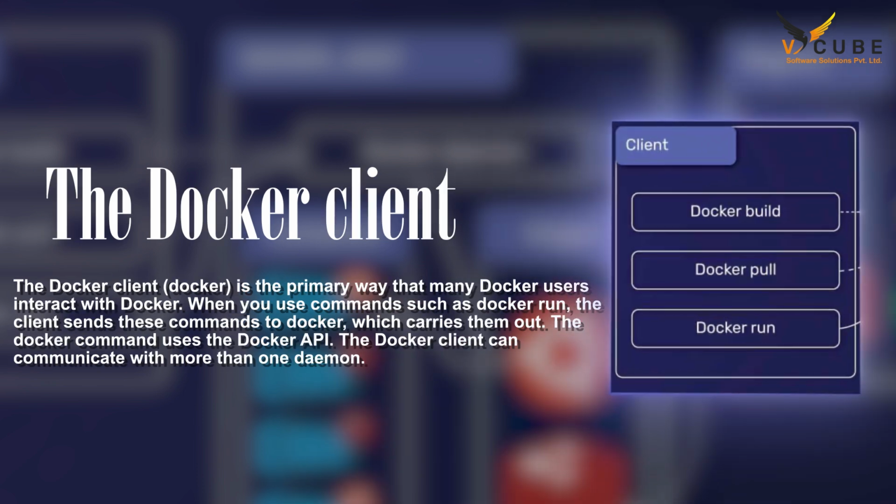Next, the Docker client. The Docker client is the primary way that many Docker users interact with Docker. When you use commands such as docker run, the client sends these commands to the Docker daemon, which carries them out. The Docker command uses the Docker API. The Docker client can communicate with more than one daemon.